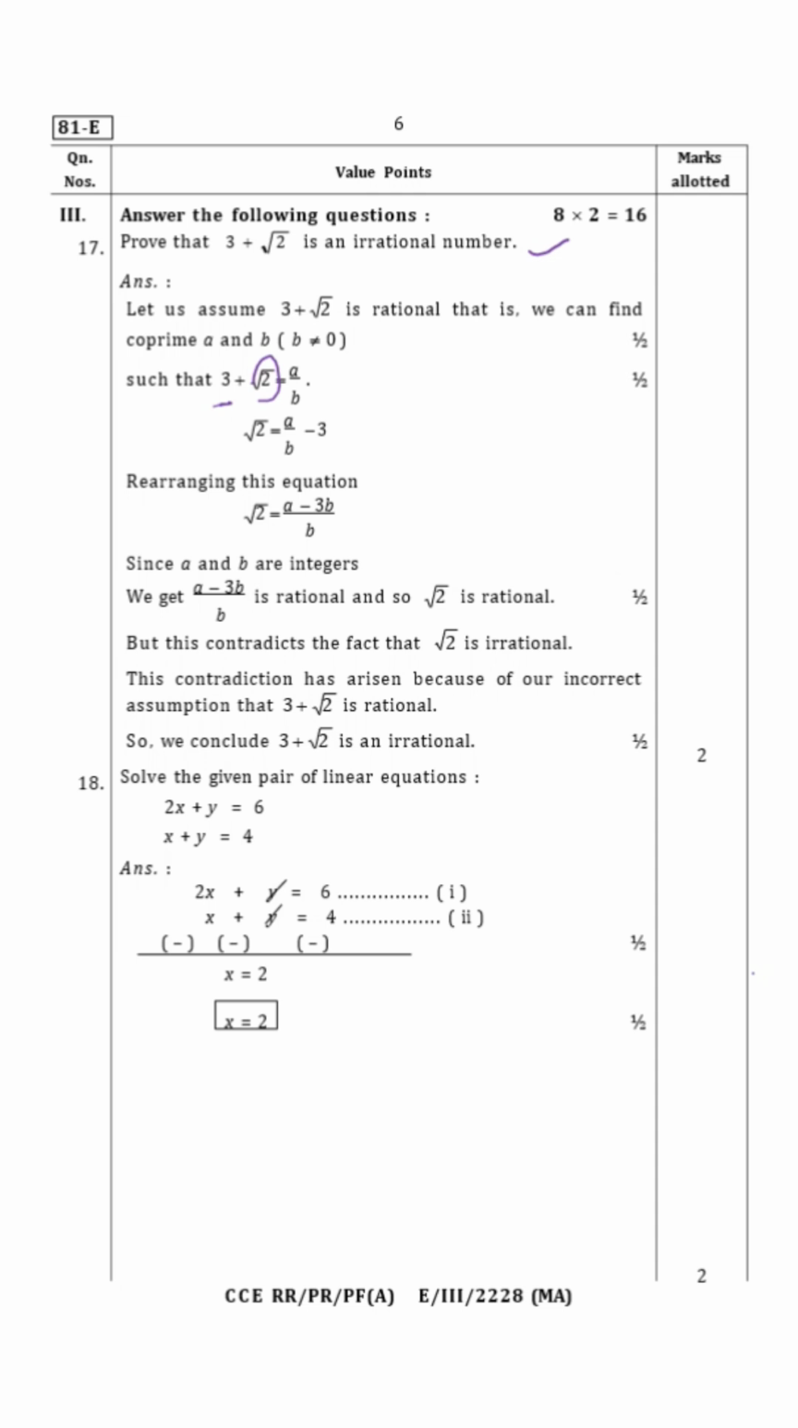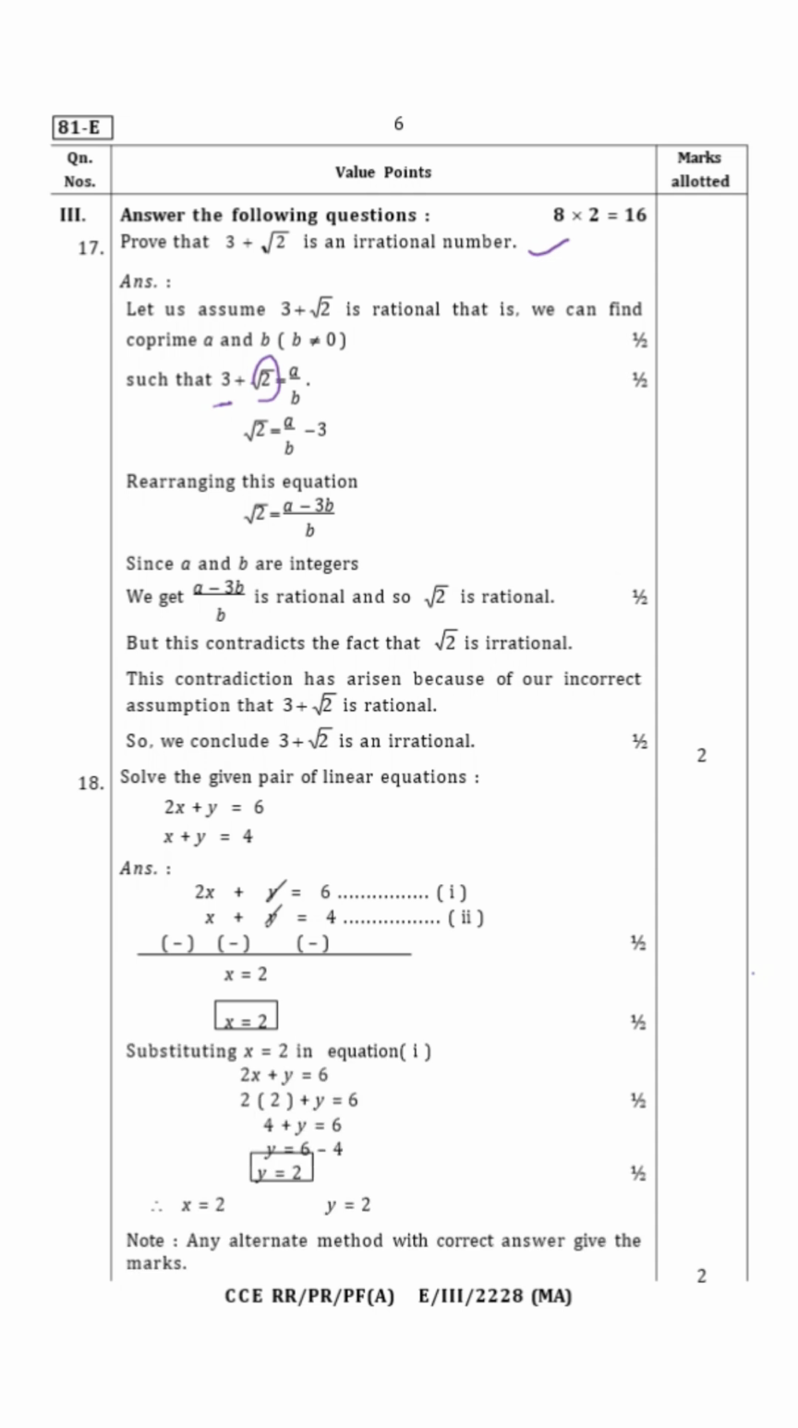Now let us substitute x is equal to 2 either in equation 1 or equation 2. Now let us substitute in equation 1. 2x plus y is equal to 6. Substitute 2 in the place of x. 2 into 2, 4, plus y is equal to 6. y is equal to 6 minus 4, so y is equal to 2. So x is equal to 2 and y is equal to 2.